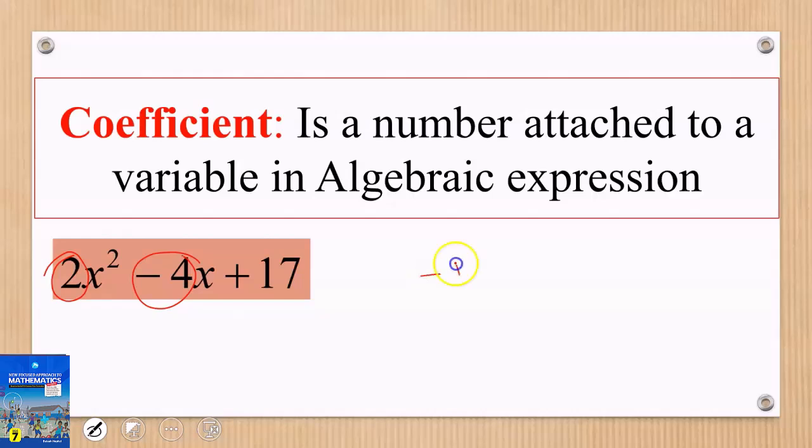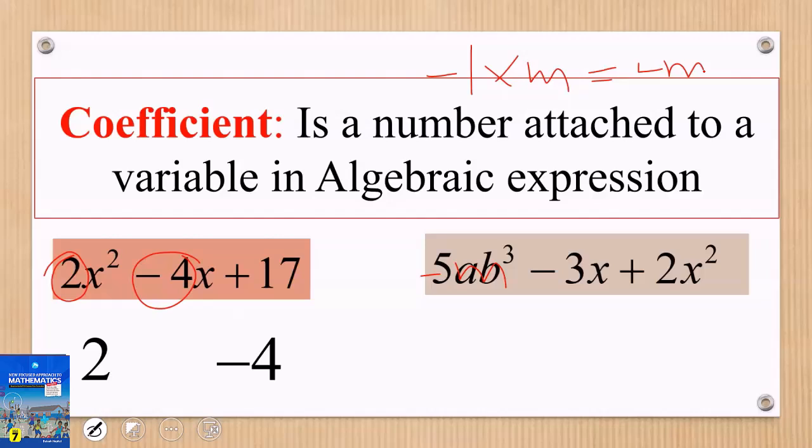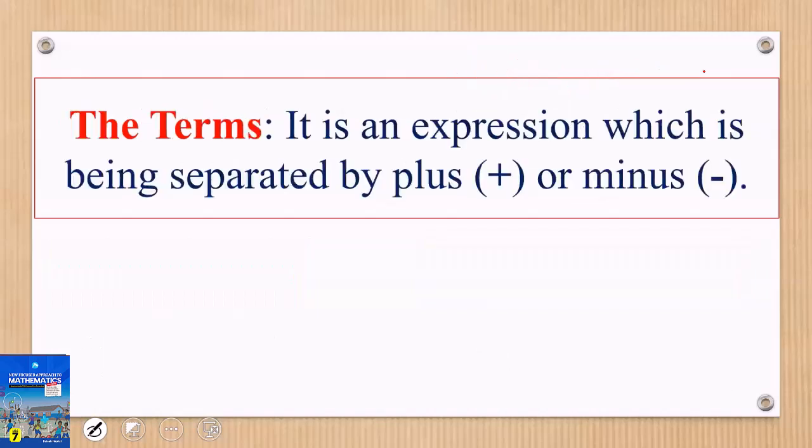If I just write negative m, there is a coefficient, and what is it? Negative 1. That means negative 1 times m will give us negative m. So that is the coefficient. If I write 2 as the coefficient of this, I think I've already explained that one. So here we can say 5 is the coefficient, negative 3 is a coefficient, and positive 2 is a coefficient to any of these variables that we have.